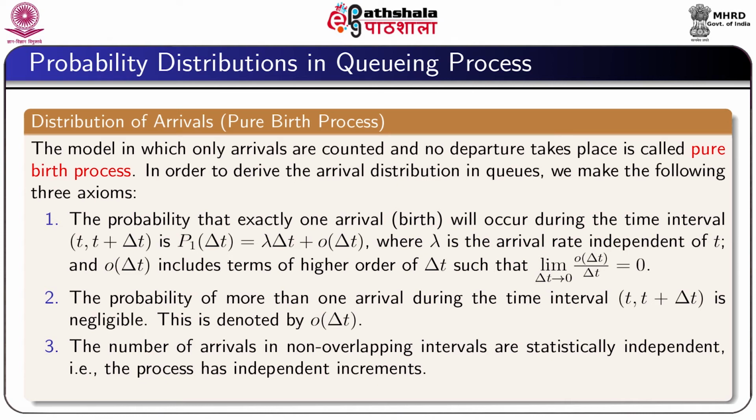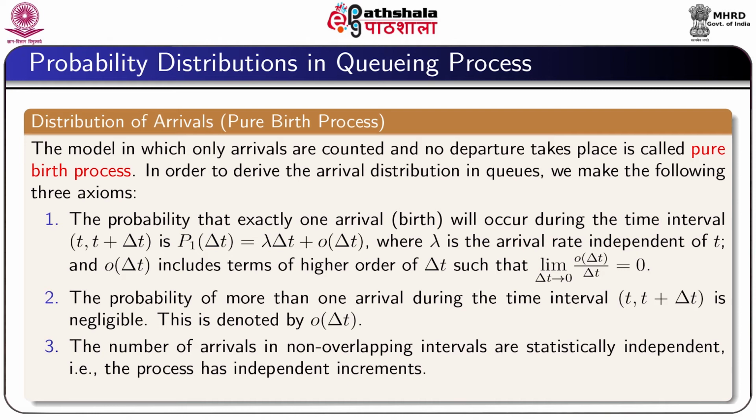Let us first derive the probability distribution of arrivals in case of pure birth process. The model in which only arrivals are counted and no departure takes place is called pure birth process. In order to derive the arrival distribution in queues, we make the following three axioms.